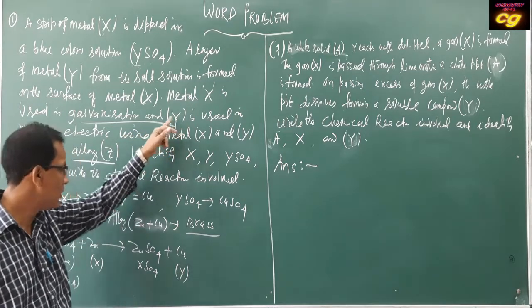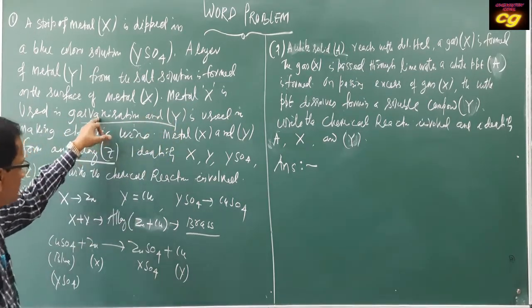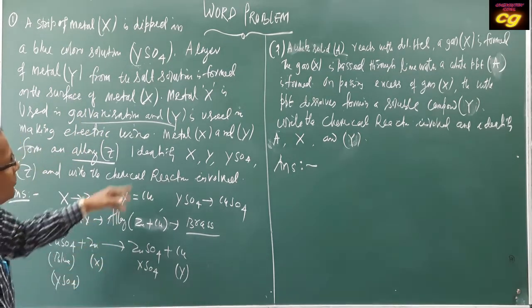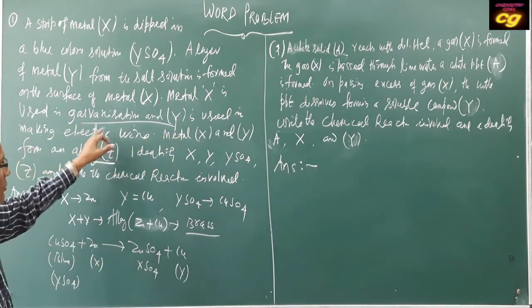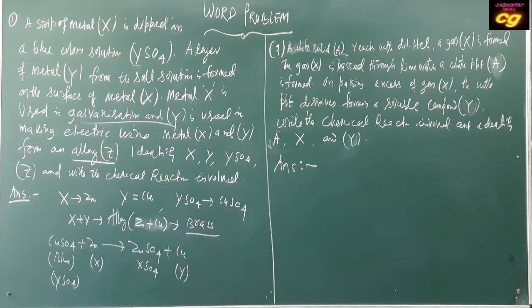And why galvanization? X is used in galvanization means X is zinc, which is used in the galvanization of iron, and Y is used in making electric wire means Y is copper. So this is the answer to question 1 from this data.